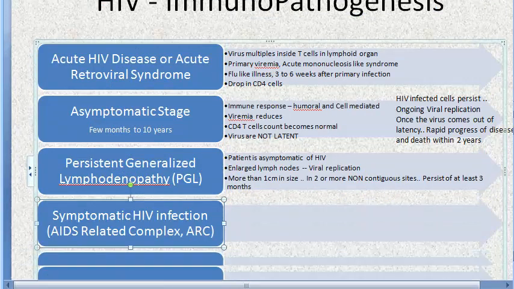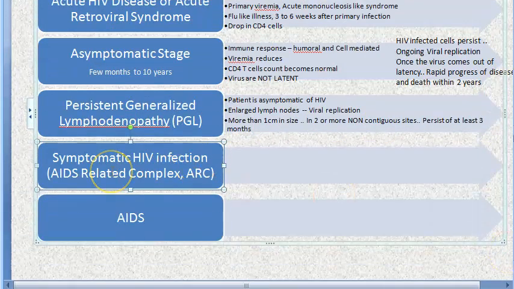Symptomatic HIV infection. That's all, guys. Don't worry. Now we are already at symptoms. Now what happens? After a variable period of this latency, the CD4 T cell level starts falling.